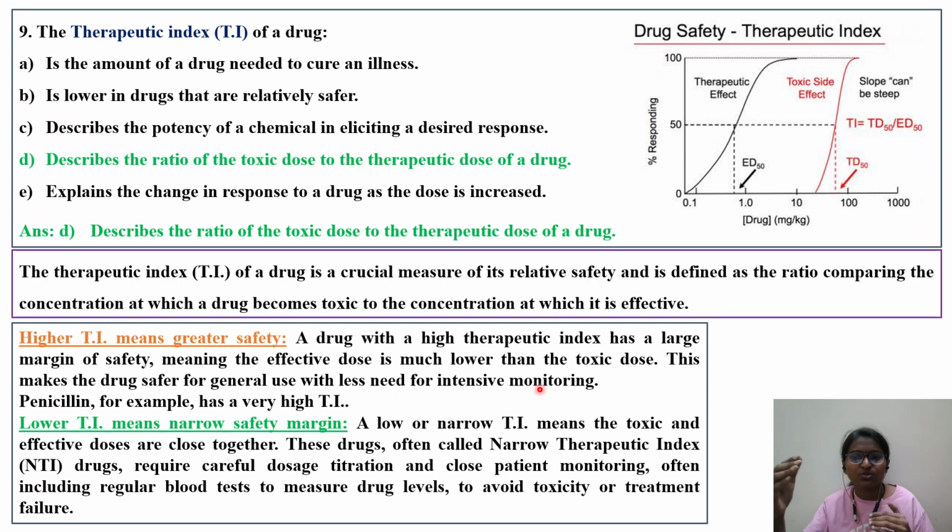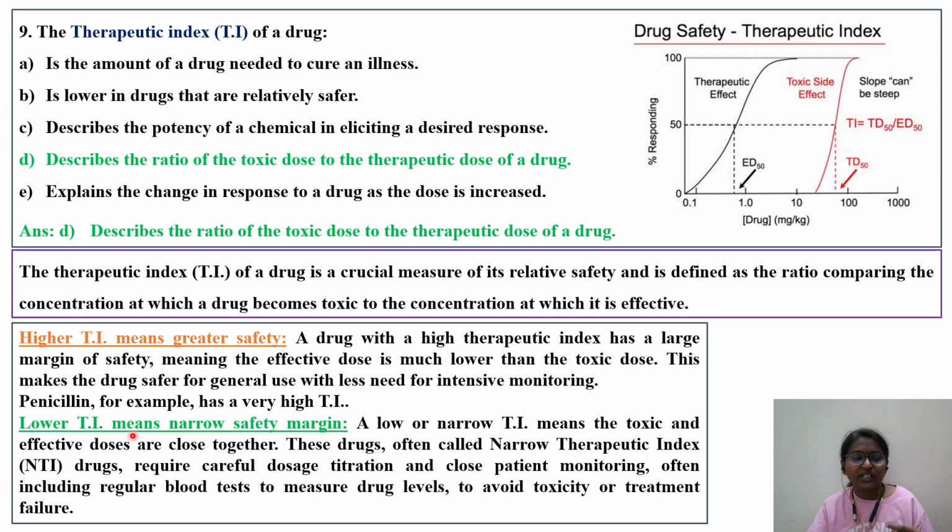In such cases, you need not monitor the drug concentration in your body, in the plasma. An example is penicillin, which has a very high therapeutic index. And a well-known example is acetaminophen. Acetaminophen's efficacy dose is 500 or 650 mg, but the liver toxic dose is around 4 to 6 grams, 4,000 to 6,000 mg.